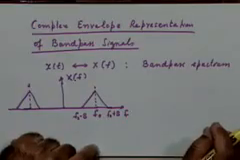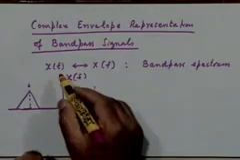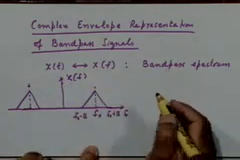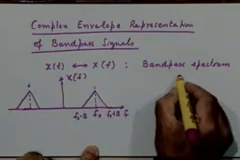So for this bandpass signal, suppose I find the analytic representation of this signal. Let's go from x(t) to x_p(t). What will be the corresponding spectrum?